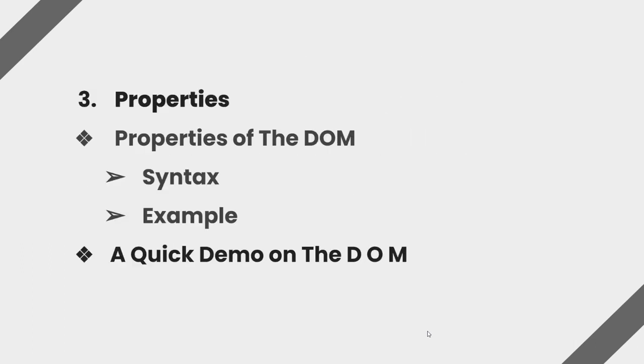Now for the third and final section, we'll be seeing the properties. Under this section, we'll get to see the properties of the DOM. So we'll get to know about the different properties within the DOM, and we'll be seeing some basic properties of the DOM. We'll also get to see the syntax and also the example. And as we all know, after every class, we'd always have a practical demo on what we have learned so far. So we'll actually be seeing the DOM, the methods, and the properties and everything put together.